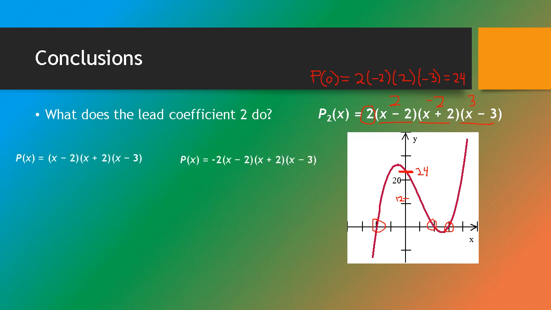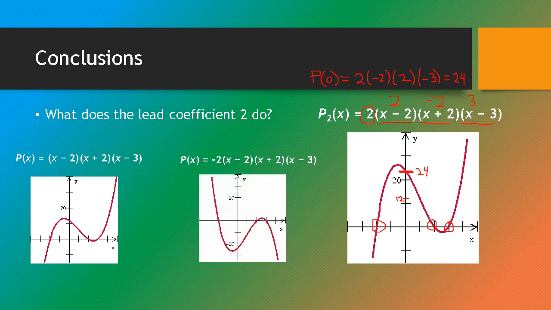Compare that polynomial quickly with these other two polynomials that have the same factors, but the first one does not have a lead coefficient, or we could say the lead coefficient is 1. And here notice that the polynomial does not quite have as high of highs and as low of lows, and in fact the y-intercept is right at 12.